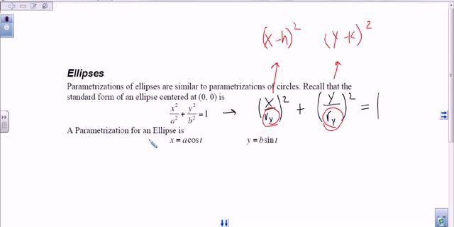And the parametrization, that's a difficult one. For an ellipse, x equals a cosine t and y equals b sine t. So you notice that a and b are different because these are the radii, the distance from that center point to the outside, and it's different horizontally than it is vertically.